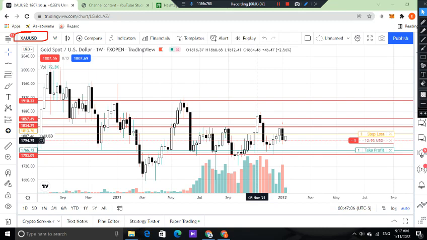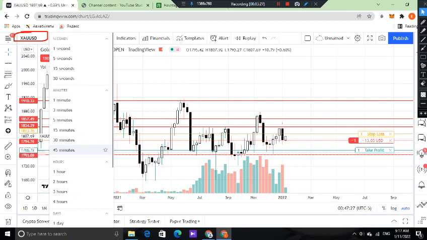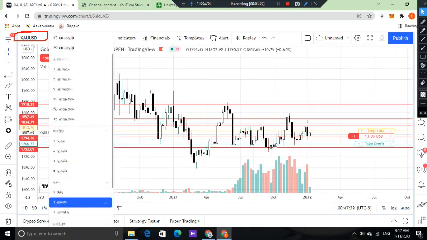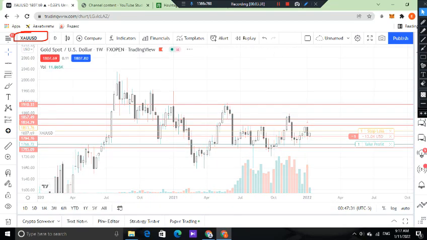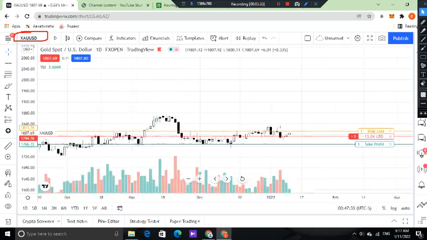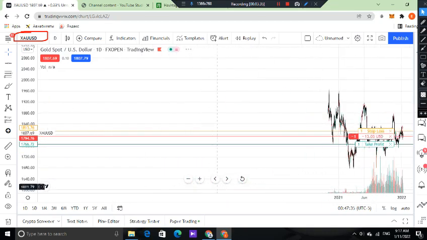And that tight channel, if you go to a lower time frame, you can see it becomes a broad channel. And that broad channel in a higher time frame becomes a tight channel or tight trading range. Okay, let's go to a lower time frame.